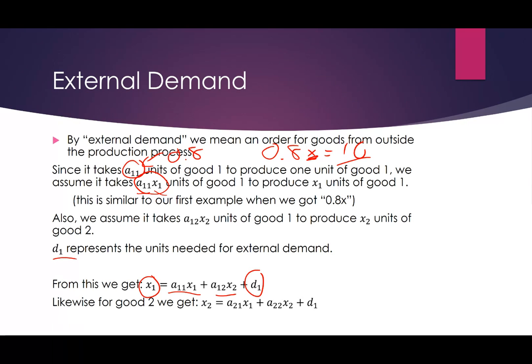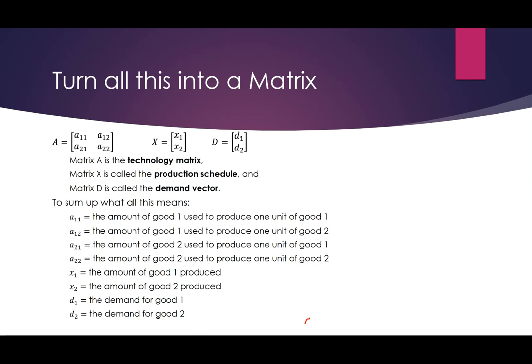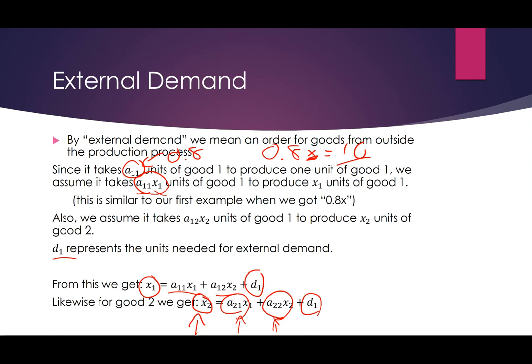And likewise for our steel. The production of steel is going to be how much wood we use to make the steel, how much steel we use to make the steel, plus our demand for it, because we need to know how much in total there is that we're going to need. Okay, so remember, this is a total amount of steel equals how much wood was used to make the steel, how much steel was used to make the steel, and then the demand for how much steel that we need to make.